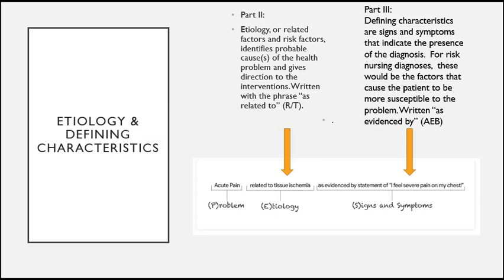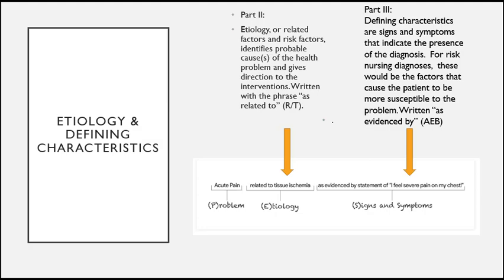You can also think about it as related factors or risk factors, and that is one or more probable causes of the health problem. These are the things that are involved in the development of the problem. They give direction to the required therapy. They enable the nurse to individualize the patient's care. So our interventions need to be aimed at those factors which are causing the problem. And we put related to, so we would have the problem and then put related to and then the etiology or the cause. So we'll go over an example in just a moment.